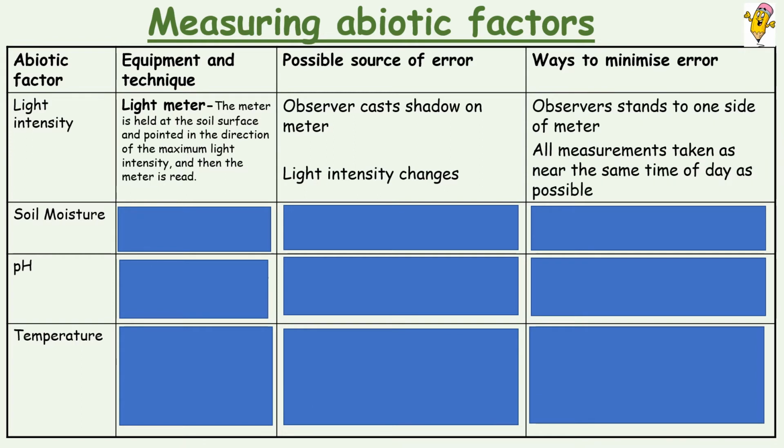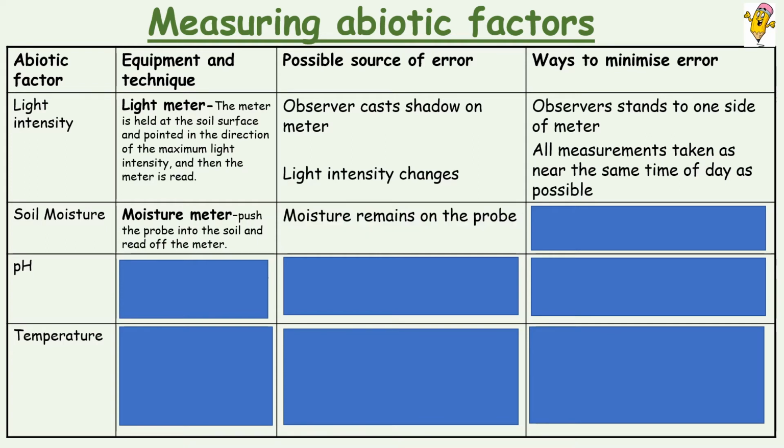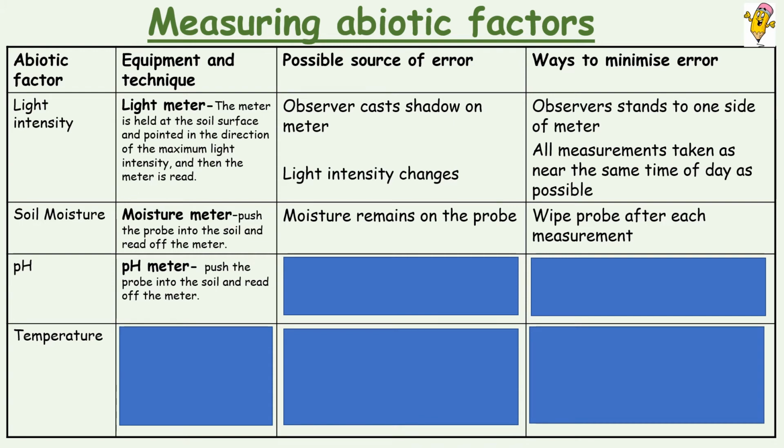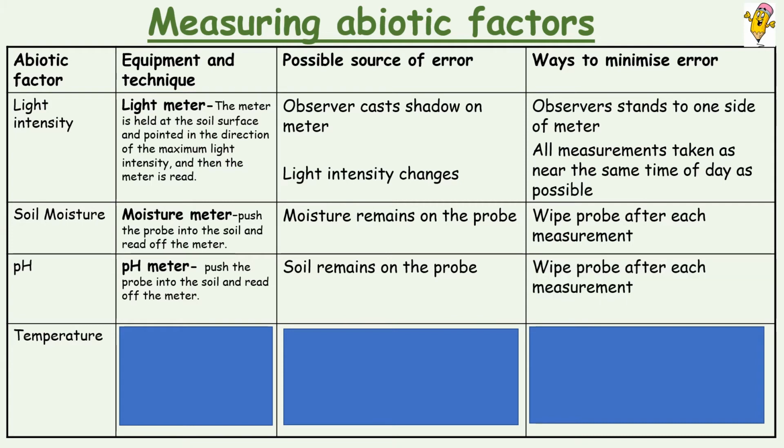For soil moisture, your equipment used and the way you do it would be that you'd use a moisture meter and you'd push the probe into the soil and read off the meter. A possible source of error would be that moisture remains on the probe. You don't want contamination. So the way to minimize the error would be to wipe the probe after measurement. For pH, the equipment and technique would be a pH meter, and again you'd push the probe into the soil and read off the meter. A possible source of error would be that soil remains on the probe, which would contaminate it. So the way to minimize this error would be to wipe the probe after each measurement.